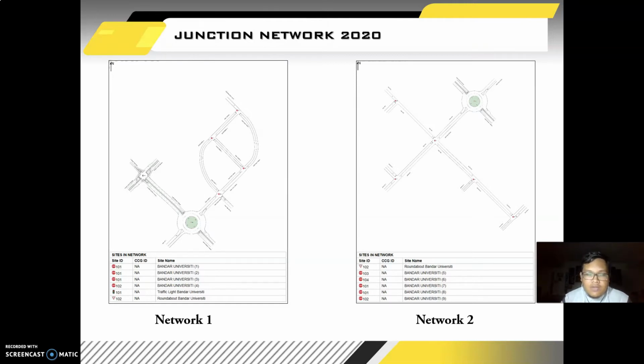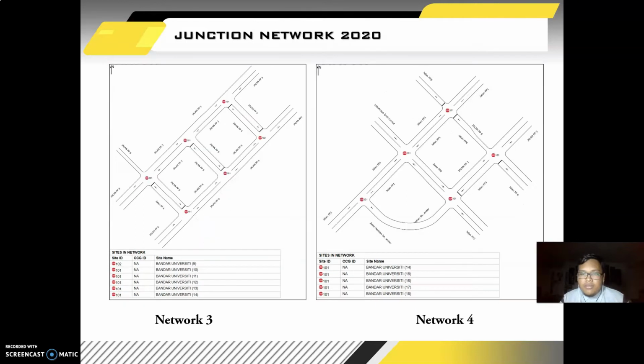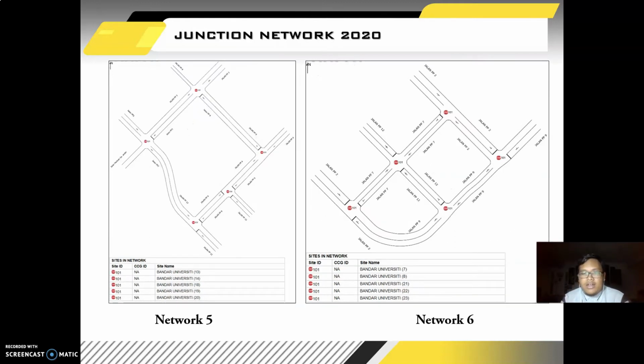As you can see at network 1, I combined the area with Tesco, the roundabout and the traffic light. Network 2, I combine the commercial area beside the roundabout. Next, network 3 is a commercial area. This area has no problem with traffic jams because the lane width is so big. Network 4 is also a commercial area. Networks 5 and 6 are also in commercial areas.